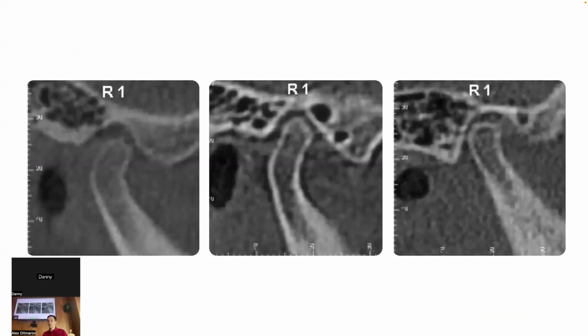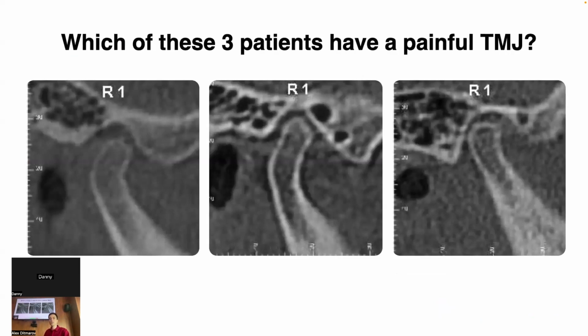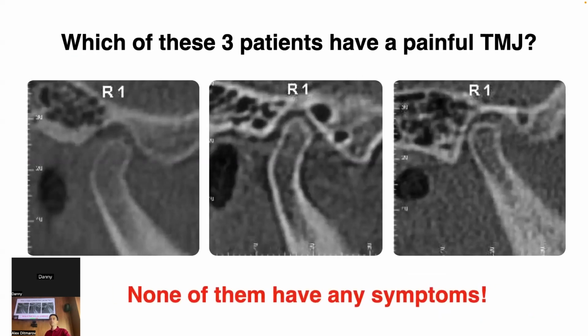These are my patients. These are the CBCT records of the condyles of my patients. And as you can see, the first patient over there on my right-hand side, the condyle is located probably a little bit anteriorly. The one in the middle, the condyle is located in the center of the fossa. And the last condyle is located kind of distally. So the question is, which of these 3 patients has a painful TMJ? What do you think? So the correct answer is none of them have any symptoms.